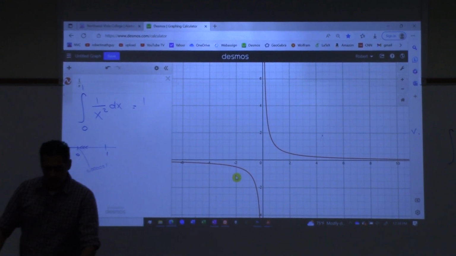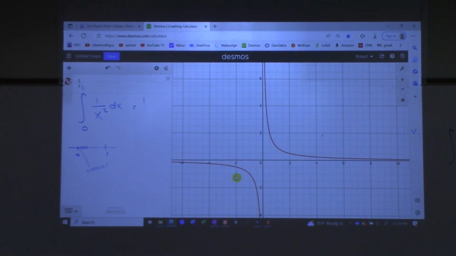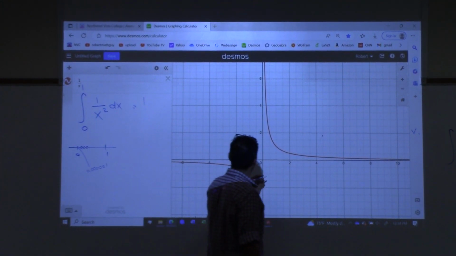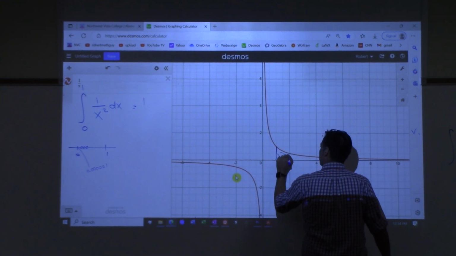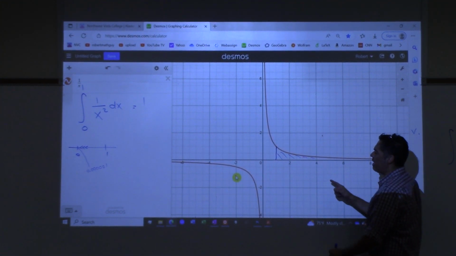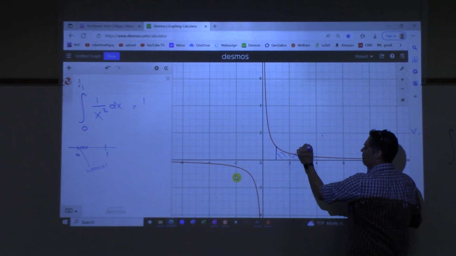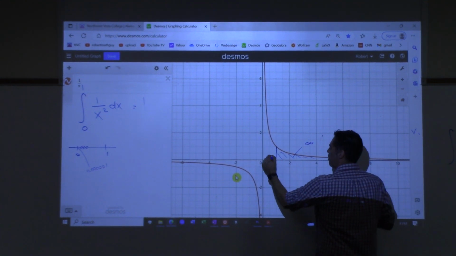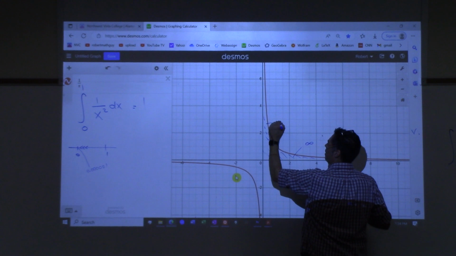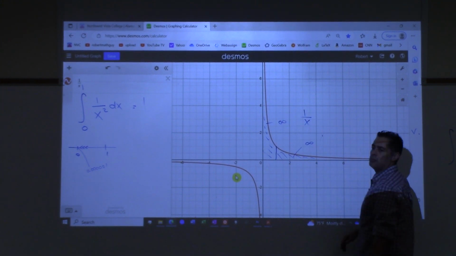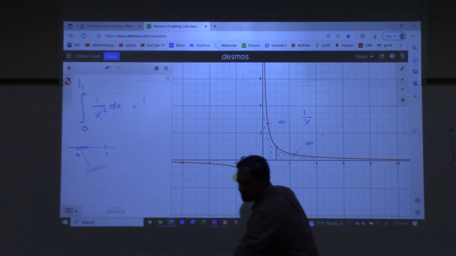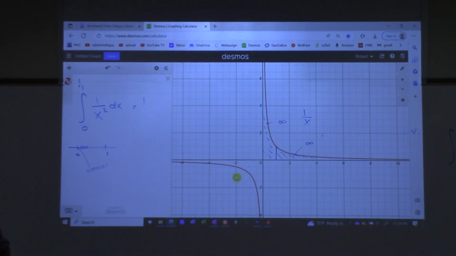Okay, so we said that this area here, this is 1 over x. That area was infinite, and we said the area over here was also infinite, right? So that's for 1 over x. That's what we said. But now we just did a problem where we had a different function. It wasn't 1 over x. It was 1 over x squared, right?